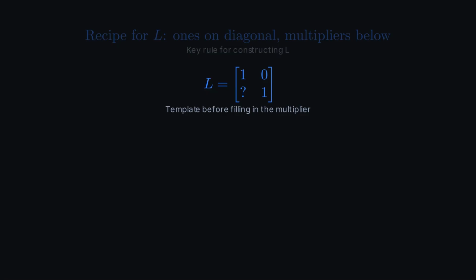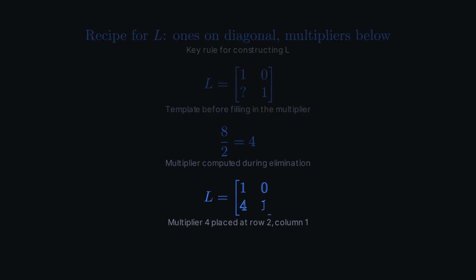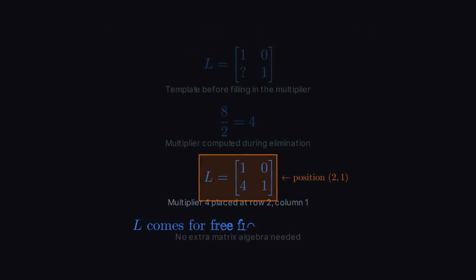That's it. In our example, the single multiplier was 4, computed as 8 over 2. That 4 sits in position row 2, column 1 of L, exactly where the elimination happened. No extra matrix algebra needed. L comes for free from the work you already did.